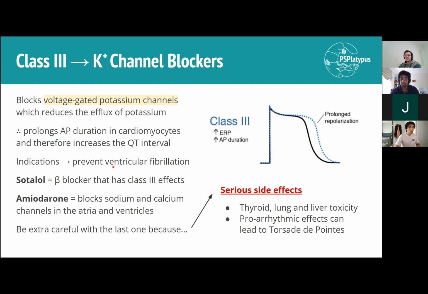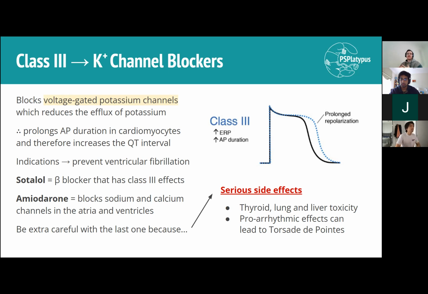Class 3 is your potassium channel blockers. Again, we've seen these many times. This time we're blocking the voltage-gated potassium channels, which is going to reduce the efflux of potassium. Why is this good? Well, remember that potassium is one of the major ions that will hyperpolarize my neuron. Or like we're talking about neurons, but we're also talking about your specialized nodal tissues, which are effectively neurons. If potassium comes out, it's going to hyperpolarize my cells and my neurons, which means they're not going to be able to fire as frequently.